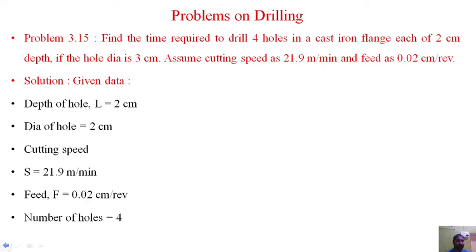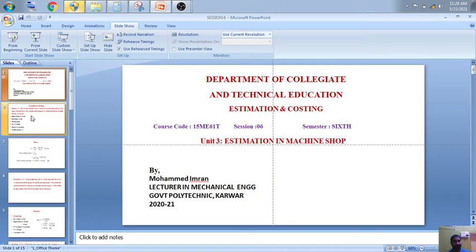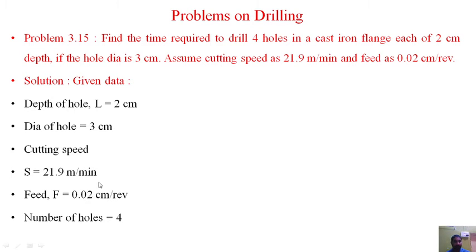So the depth of the hole is 2 centimeter. Diameter of the hole it should be 3 centimeter. The cutting speed is 21.9 meter per minute. The feed is 0.02 centimeters per revolution. Number of holes is 4.